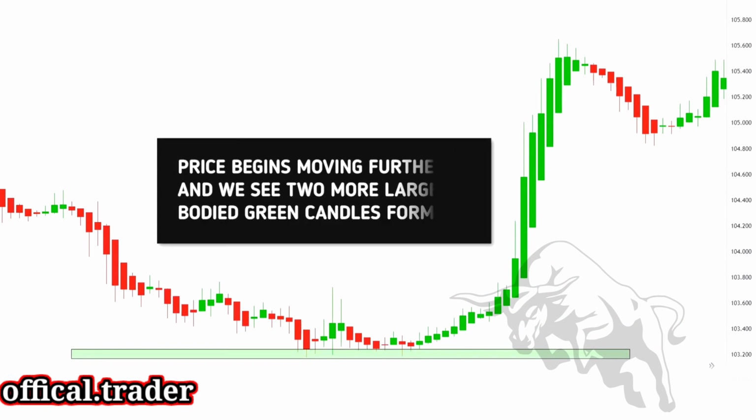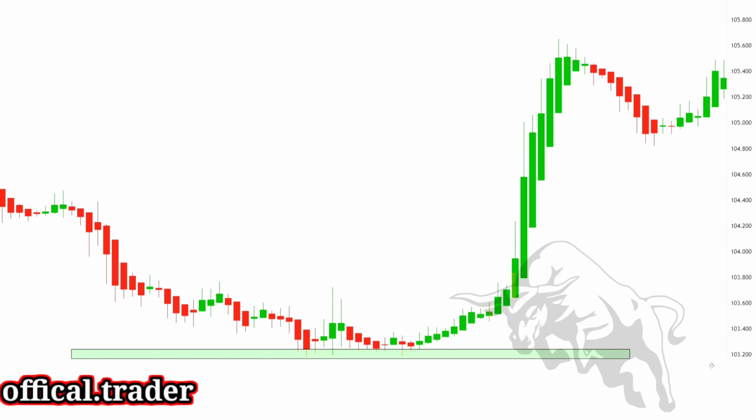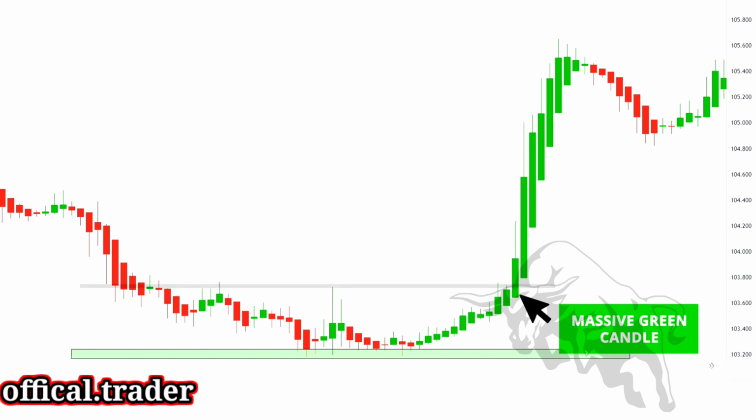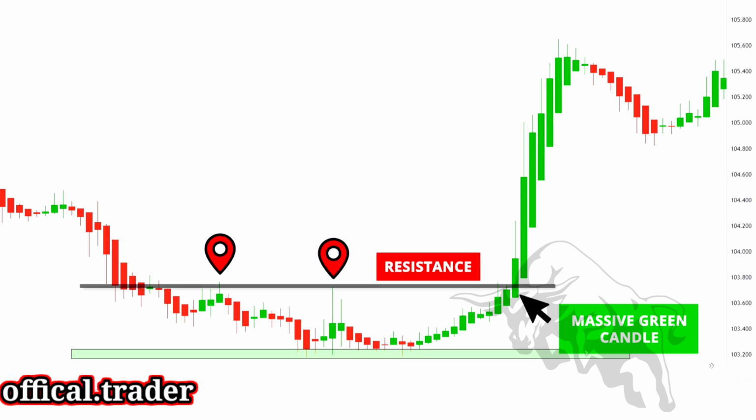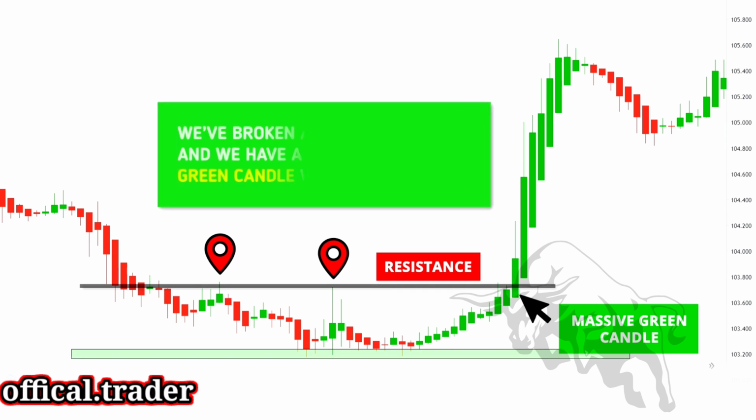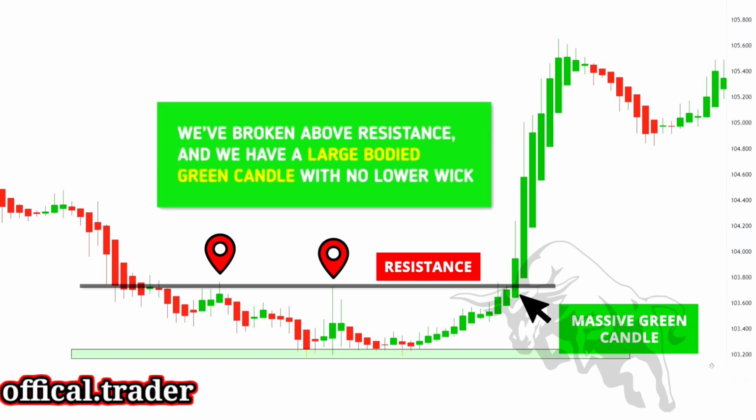However, it's not overly large, so you may wish to wait for a stronger bullish signal before entering. Price begins moving further up and we see two more large-bodied green candles form with no lower wicks. Finally, we see this massive green candle form. This candle breaks above the short-term level of resistance we see on the left. This is a very strong bullish signal. We've broken above resistance and we have a large-bodied green candle with no lower wick. So this would be an excellent place to enter a buy trade.